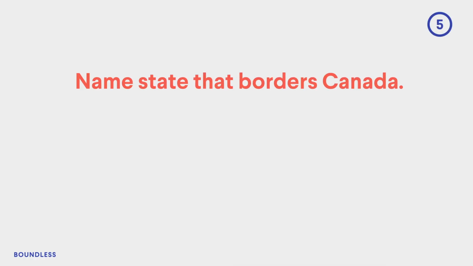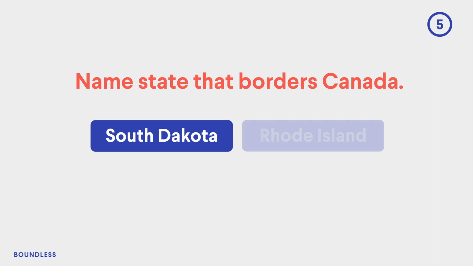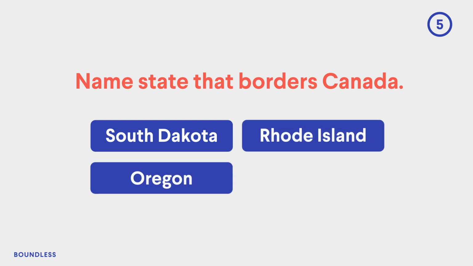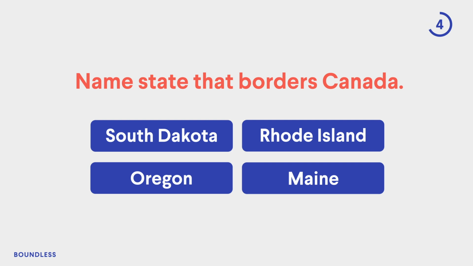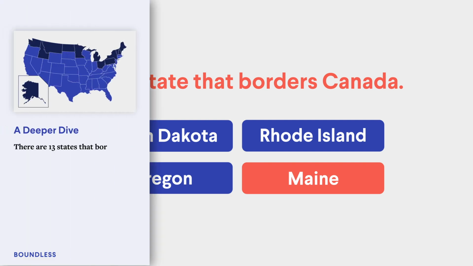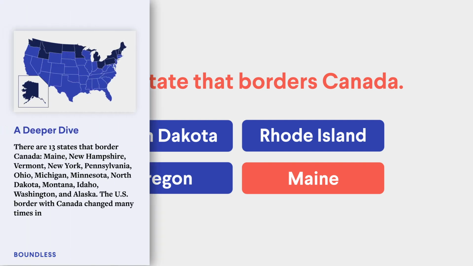Name one state that borders Canada: South Dakota, Rhode Island, Oregon, Maine. Answer: Maine. There are 13 states that border Canada: Maine, New Hampshire, Vermont, New York, Pennsylvania, Ohio, Michigan, Minnesota, North Dakota, Montana, Idaho, Washington, and Alaska. The U.S. border with Canada changed many times in American history, but it has not changed since 1846.